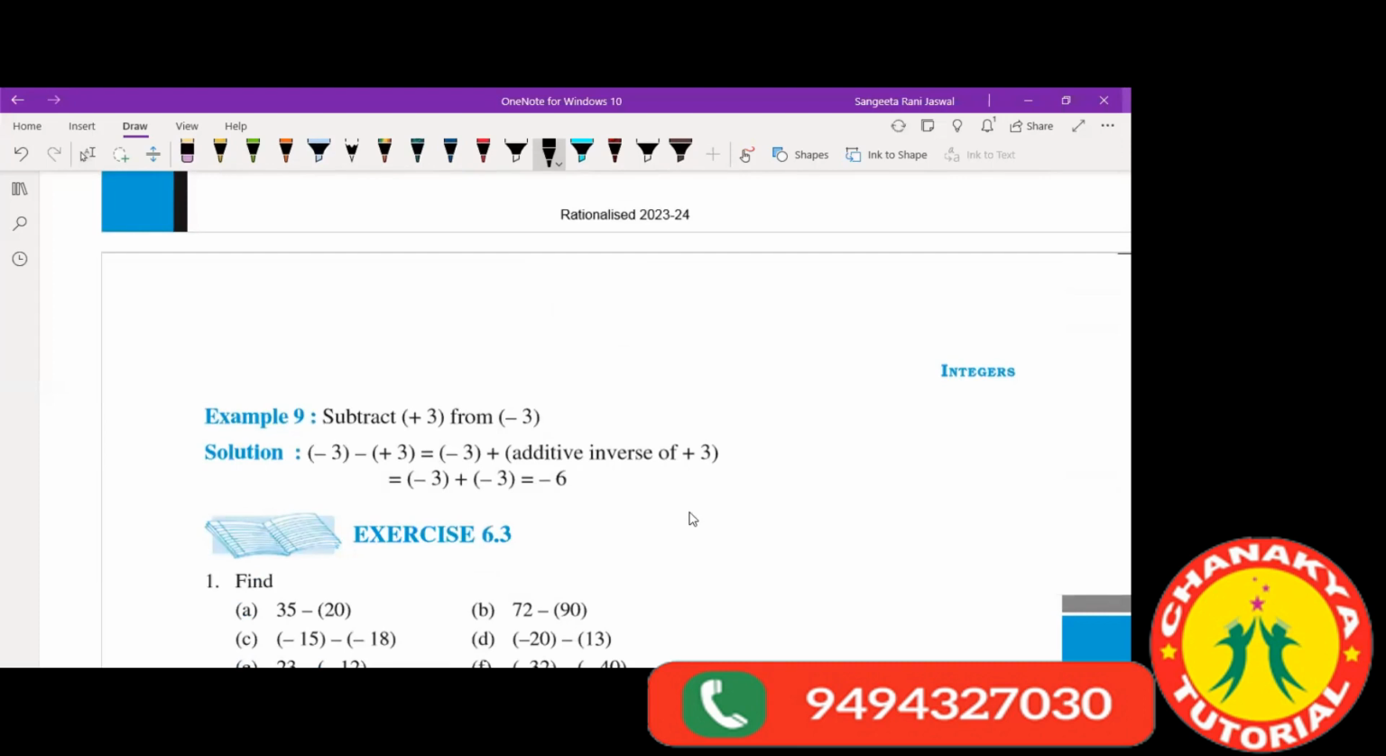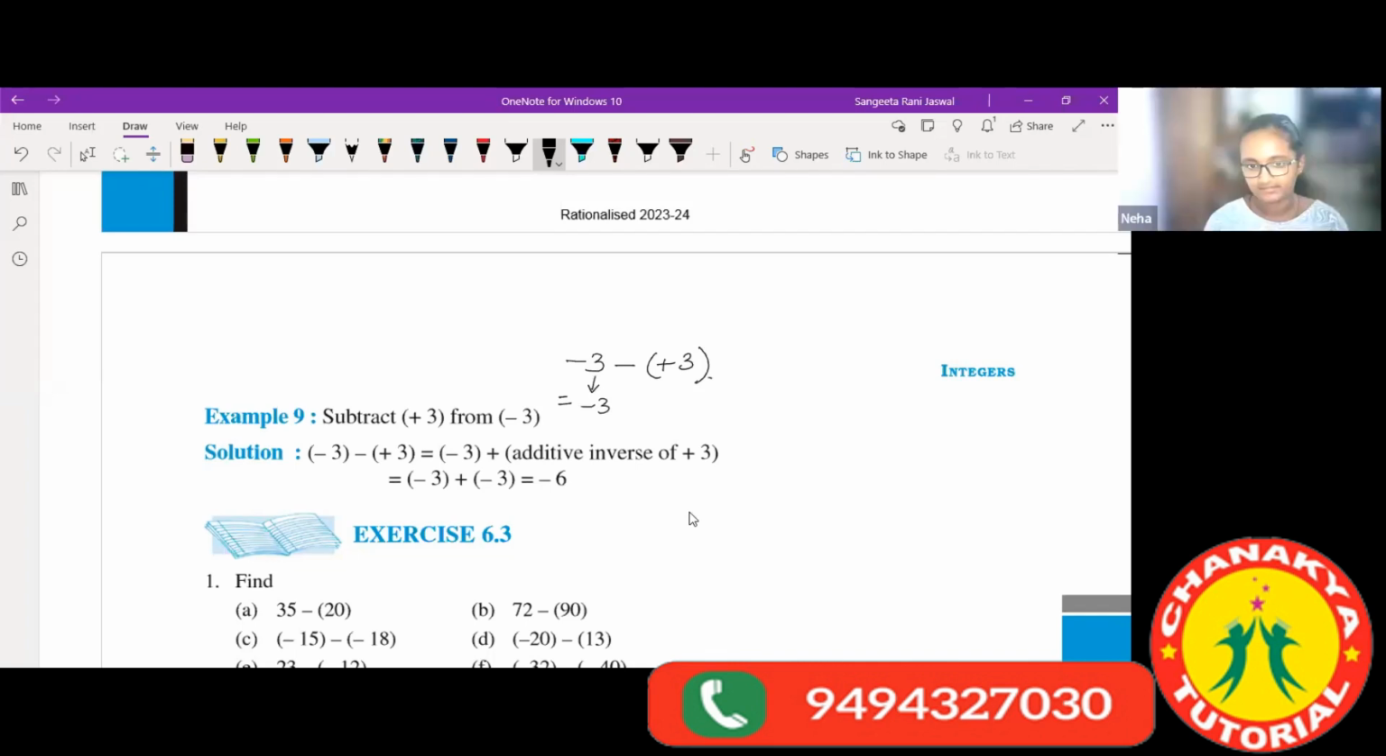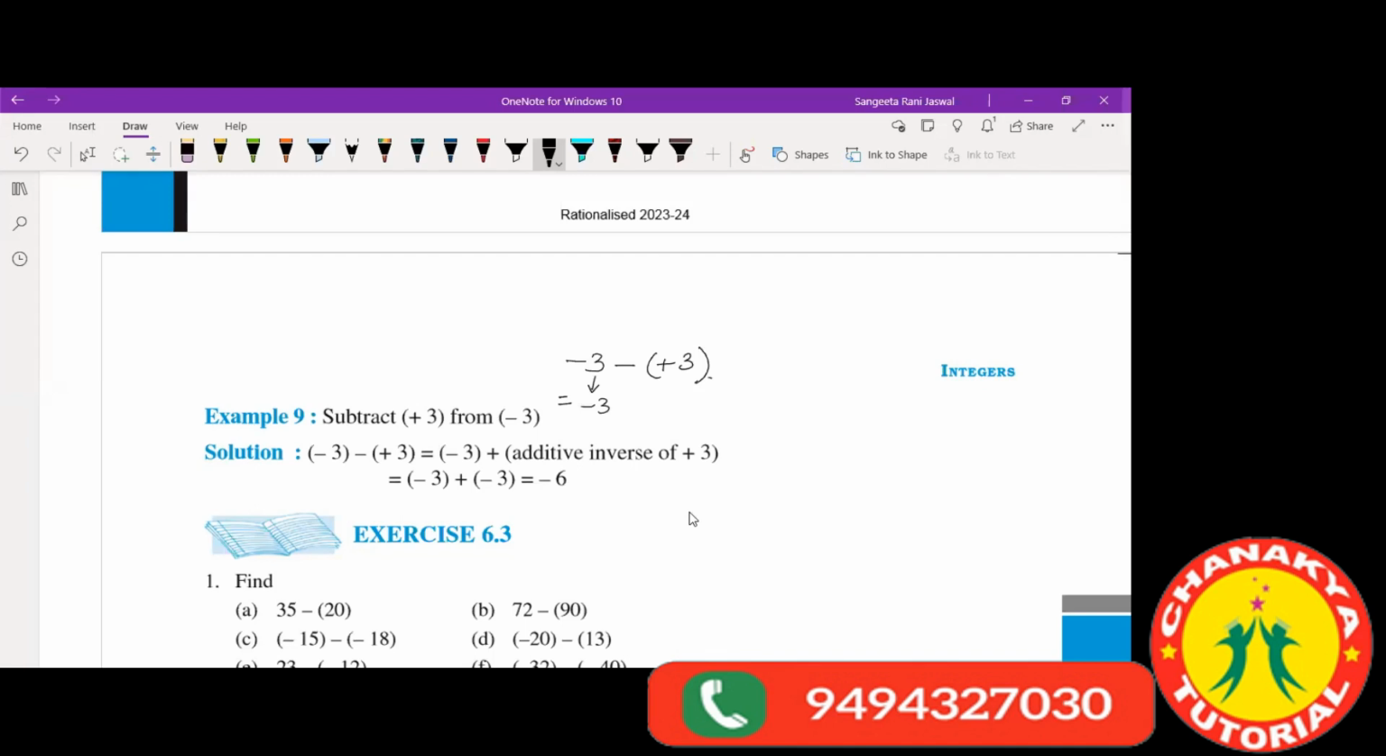Subtract +3 from -3. Whatever number is written here, from this, that number has to be written in front. So that's -3. And what I have to subtract, I put the subtract sign, and that's +3 I have to subtract. So it will be written like this. Now I will drop down -3 as it is. Now I have two signs here, minus into plus. Minus into plus is what? Minus. Minus and 3 as it is.